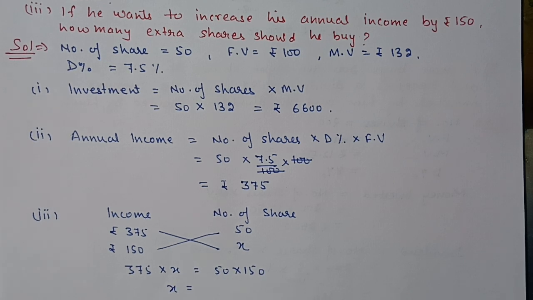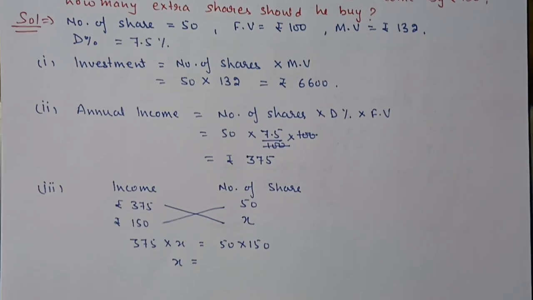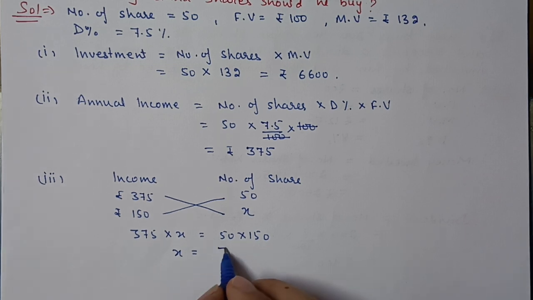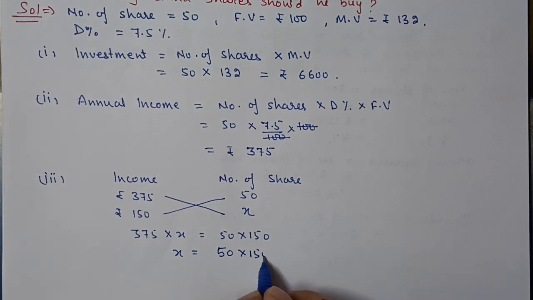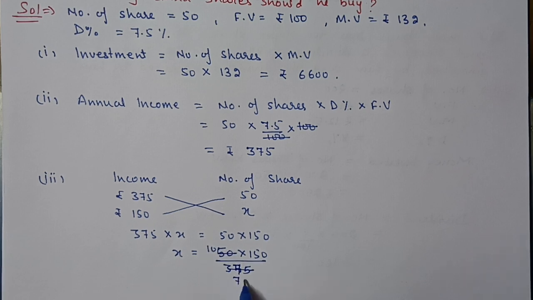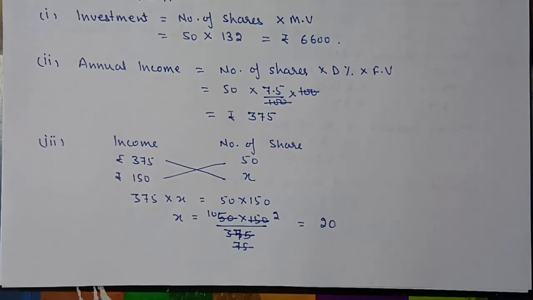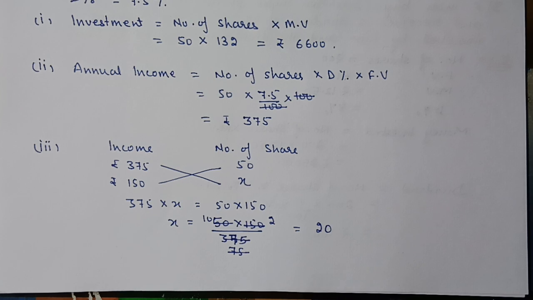So X value will be 50 into 150 divided by 375. 5 into 10, and 5 into 75. 75 twos are 150. So 20 shares. So he has to purchase 20 extra shares.